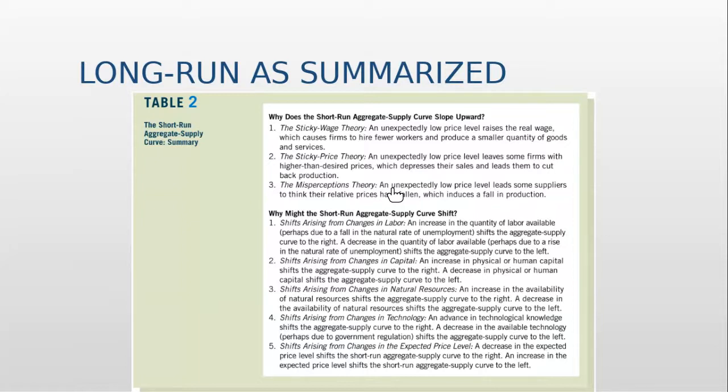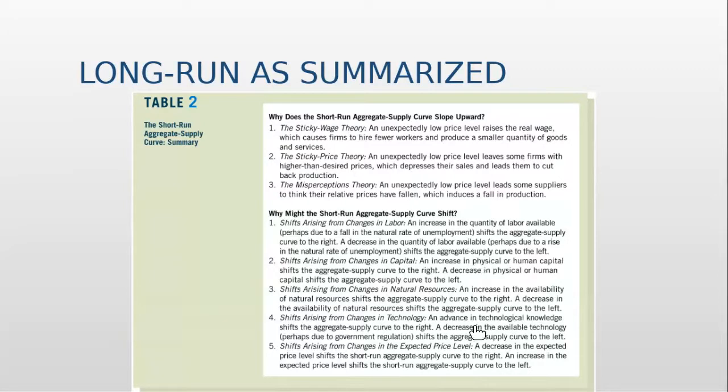And the final thing is the misperception theory, and this is that unexpectedly low price levels lead some suppliers to think their prices have fallen, which induces a fall in production. So basically, if producers think that no one's buying their goods or that their prices are dropping because people aren't buying their goods, ultimately we can consider this as symbolic of an idea that they're scared that maybe their supply is about to go downhill, and maybe they're not going to make the revenues necessary. So that's what the idea behind the misperception theory is.